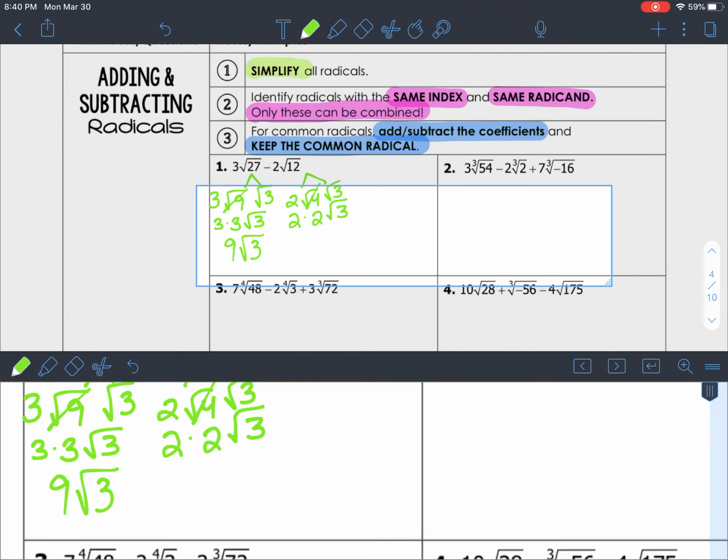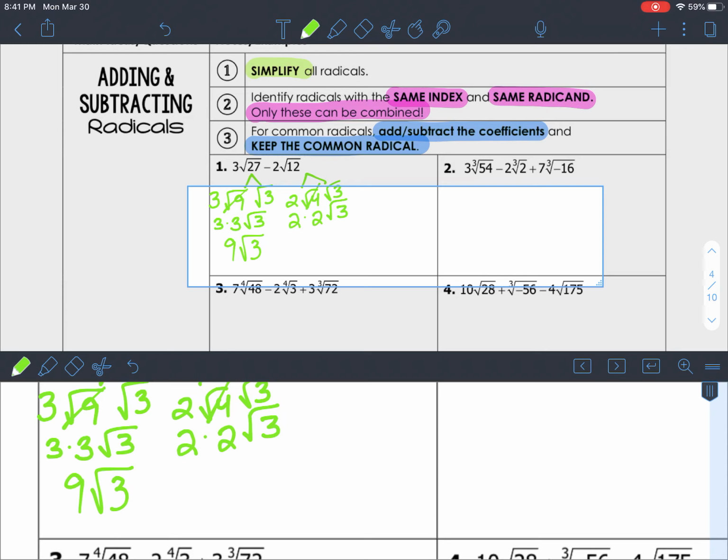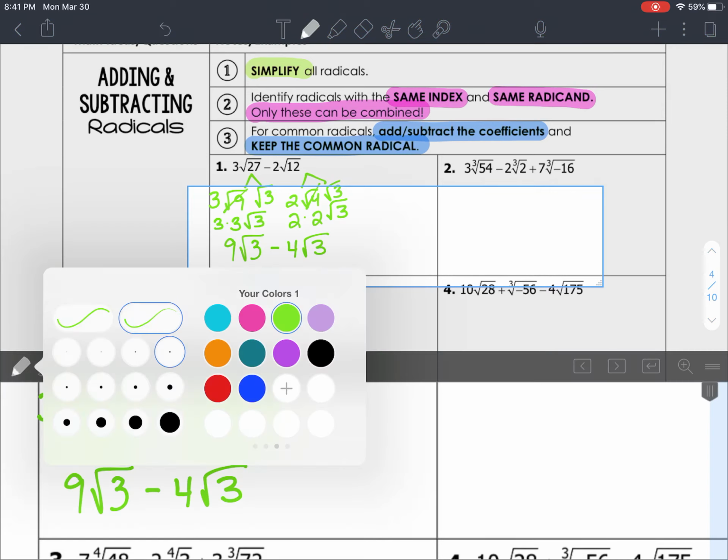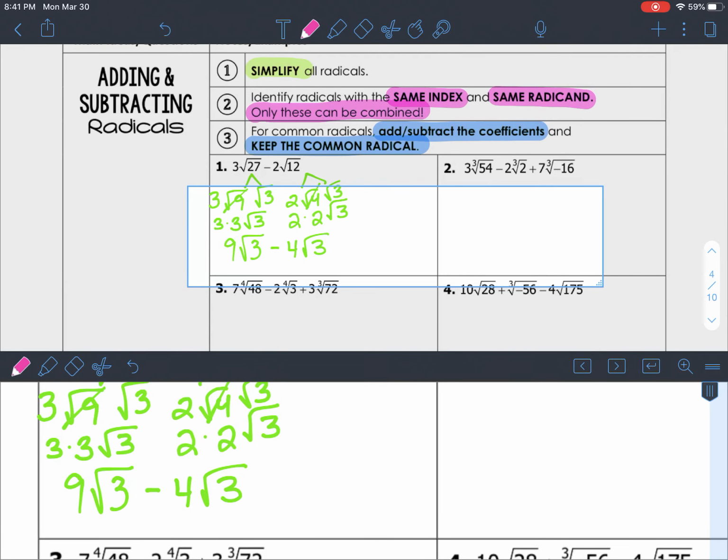When we combine those two front numbers, we get 2 times 2, which is 4, and above it said that we were subtracting, so we have 9 radical 3 minus 4 radical 3. And then we said that the index needed to be the same and the radicand needed to be the same in order to combine things. So our index here is both 2. These are both square roots, which is great. Check that off our list. Same radicand. That means that this number and this number need to be the same, which they are. So even better, that means that we can go ahead and add.